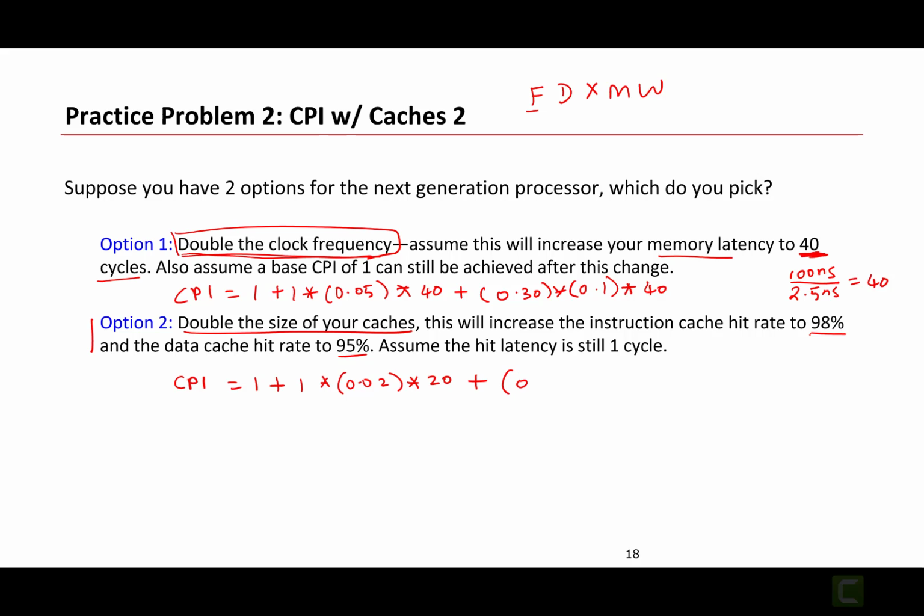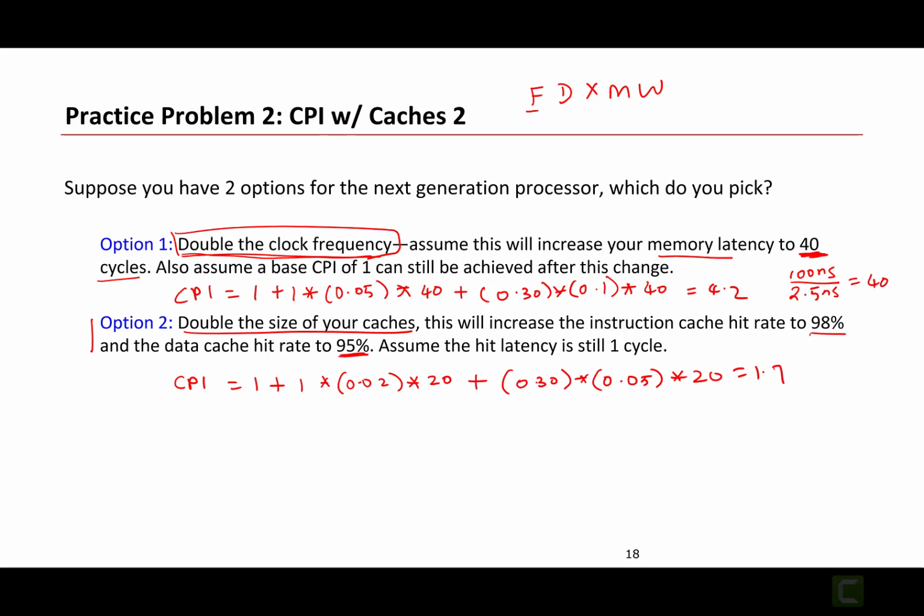And then I still have 30% of instructions as loads and stores. The miss rate has gone down because I doubled my cache size. So it's gone down to 5%, and the main memory latency is the old main memory latency, so that's 20. Now if I do the math, it will be 4.2 and 1.7. So you will see that option 2 is clearly better than option 1 in terms of CPI.